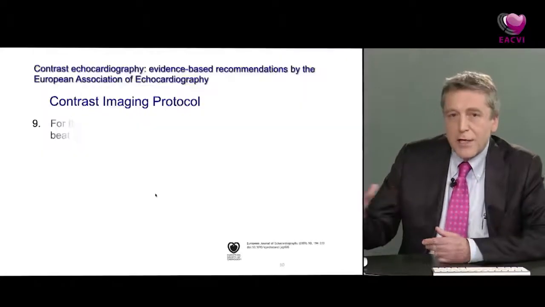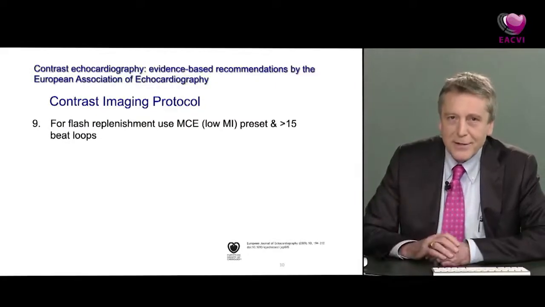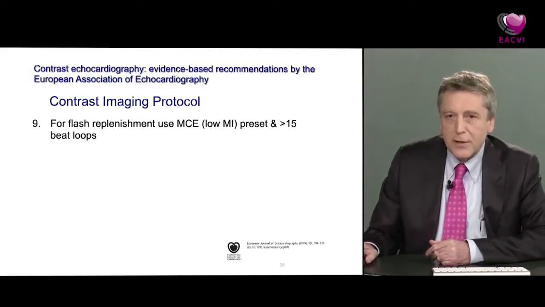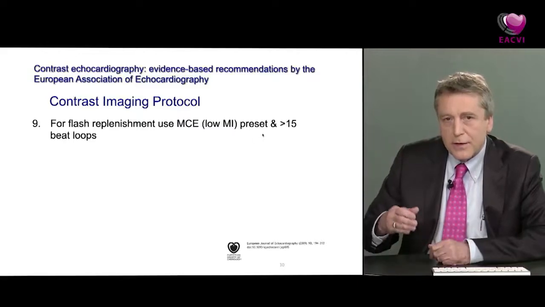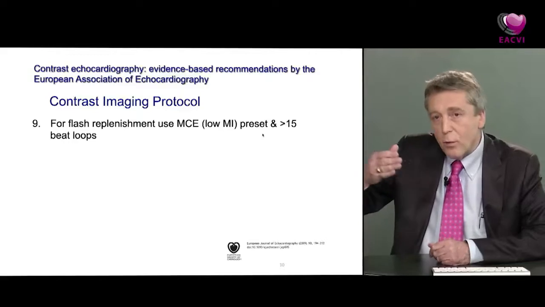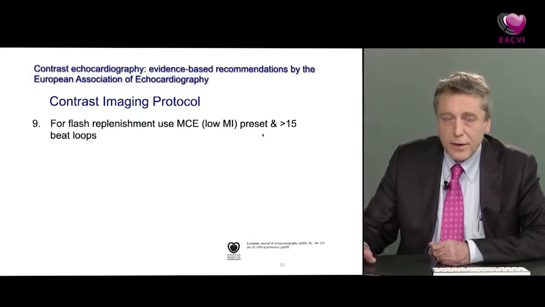So if you're doing flash replenishment imaging, now you may not know what that is, but believe me, at the end of this seminar you should do, then you're going to use a low MI setting on the machine, and you want to acquire over longer beat loops, because as I'll describe, you're going to flash the image to destroy the contrast and then watch it replenish into the myocardium over subsequent cardiac cycles. So you need a longer loop in order to be able to do that.